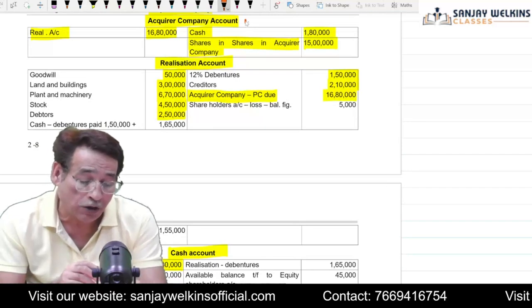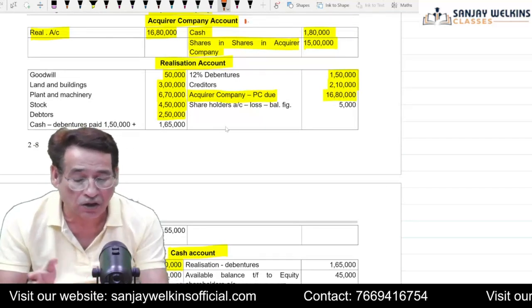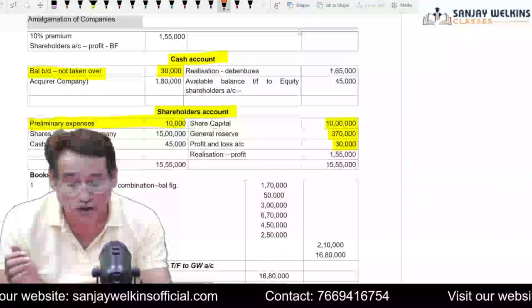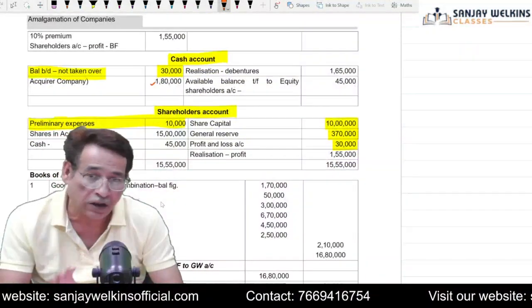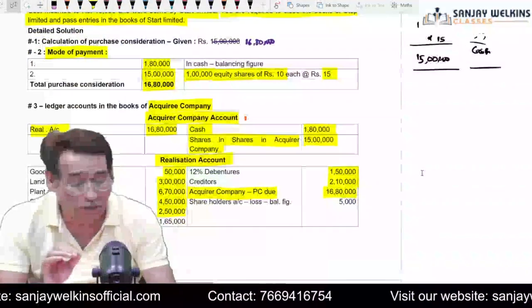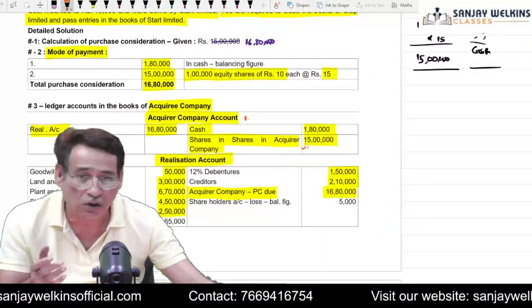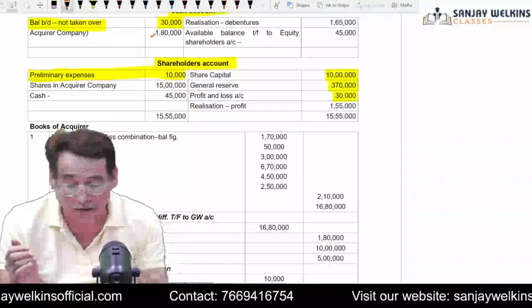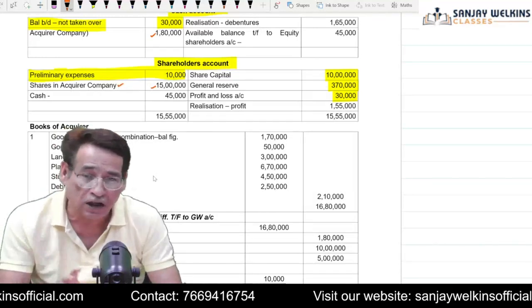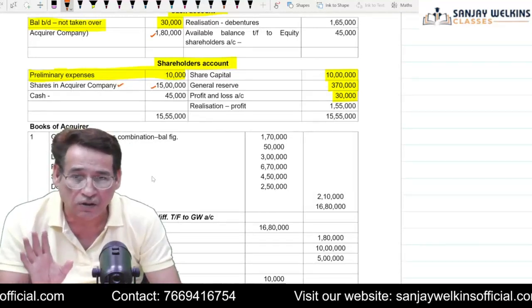The moment I receive the amount of purchase consideration, this account will get closed. Whatever cash we have received will be posted to the debit side. Besides cash, whatever other form of payment there is will be posted to the debit side of the shareholders account. So on the debit side of the shareholders account, we have written shares in acquirer company account. Is it clear to you?